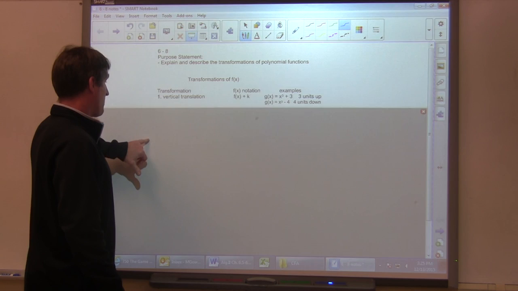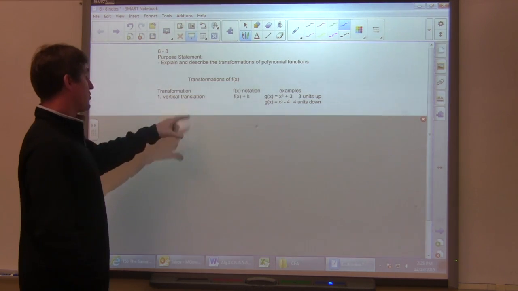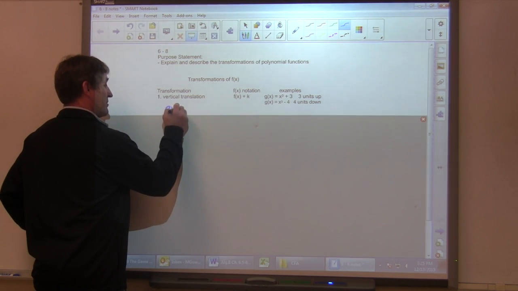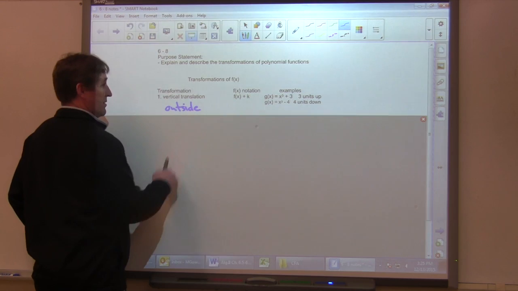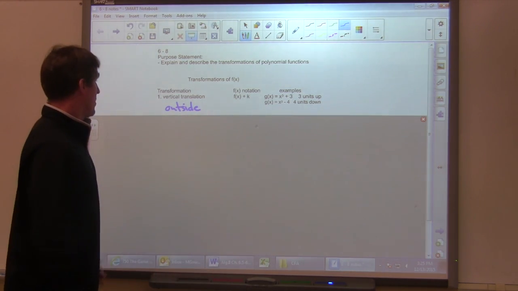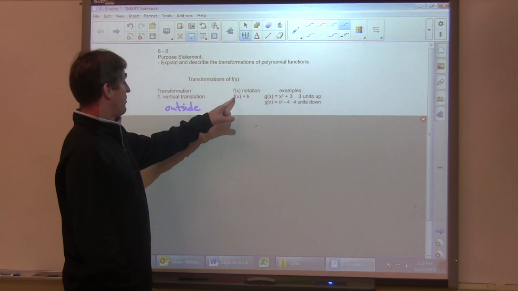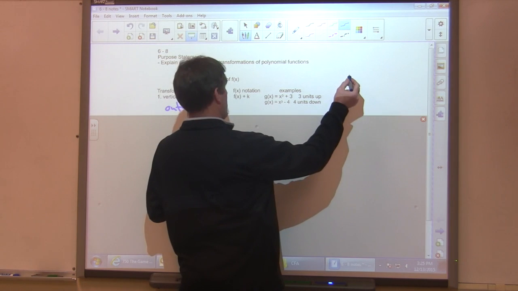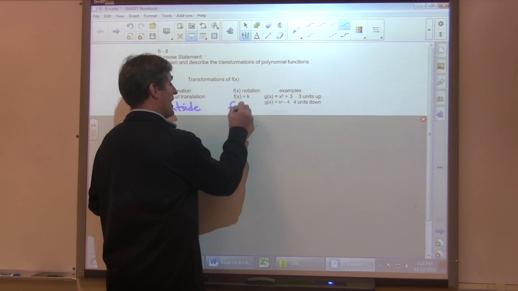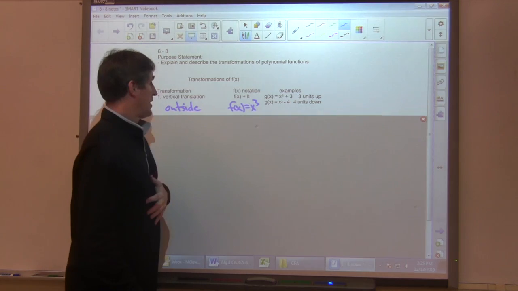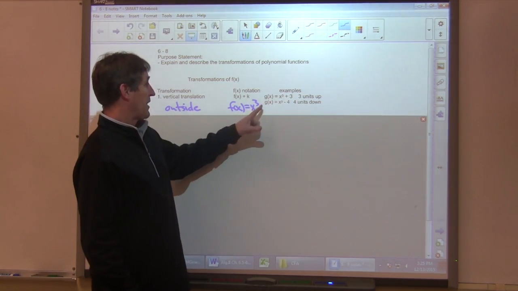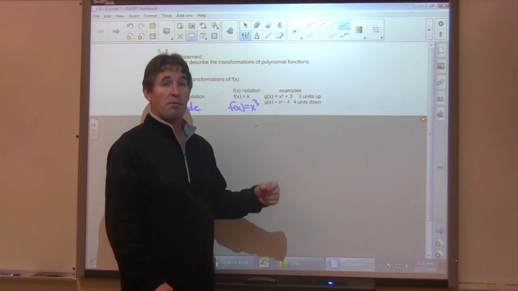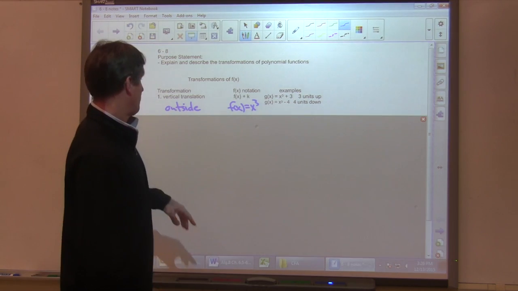So, transformations. If you remember, vertical transformations, if it's vertical, then it happens outside x, or to the whole function. So when we have f of x plus 3, let's say that our f of x is x cubed. Then we'd add 3 to the function, so it would be 3 units up. Or if it's minus 4, it's 4 units down. Remember, that's always added or subtracted to the whole function.